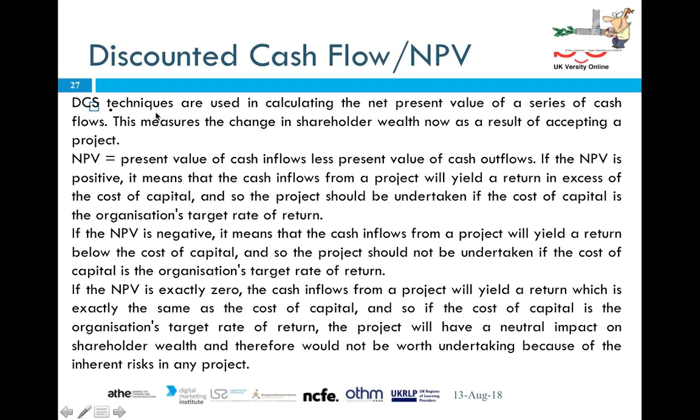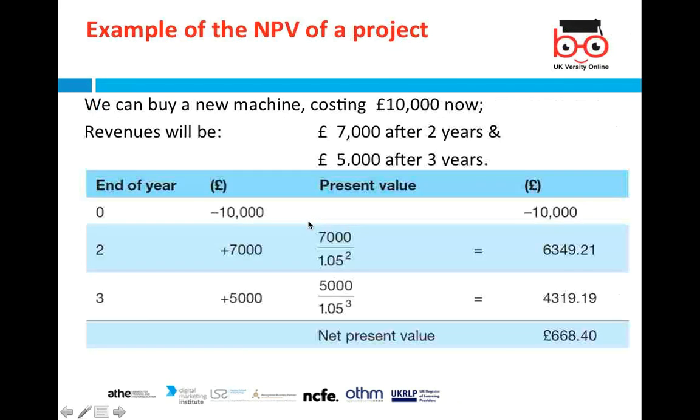And then discounted cash flow techniques are used in calculating the net present value of a series of cash flows. This measures the change in shareholders' wealth now as a result of accepting the project, whether equal, negative or positive. That's the elaboration of the discussion. So you can have a look, read and try some good examples of how to calculate the net present value with multiple years.